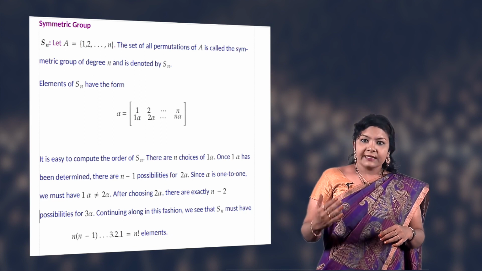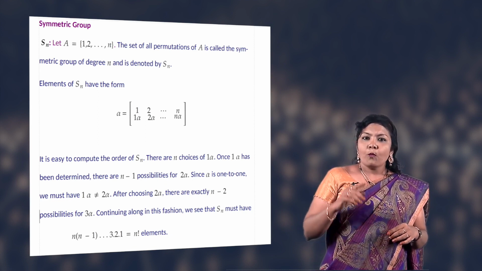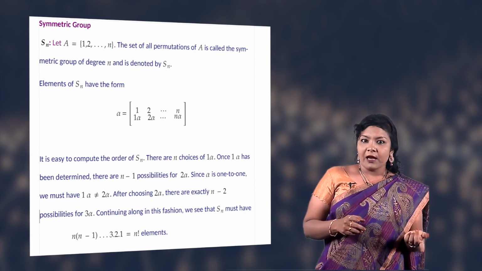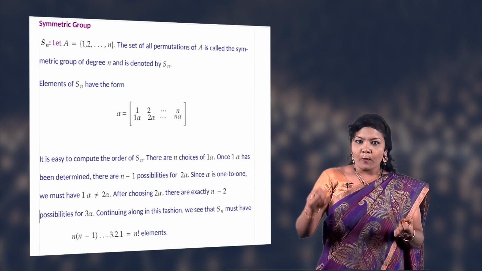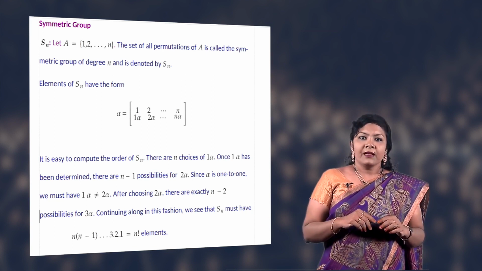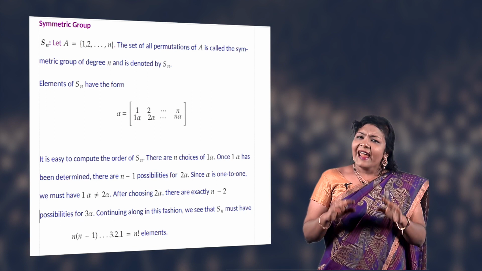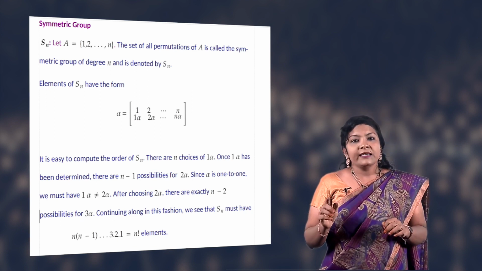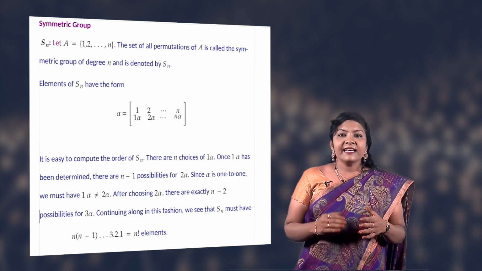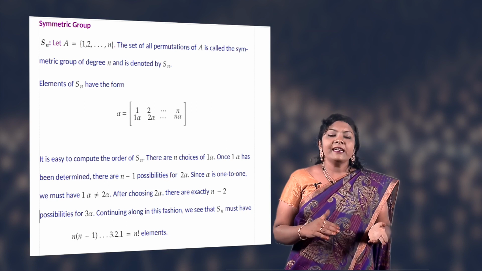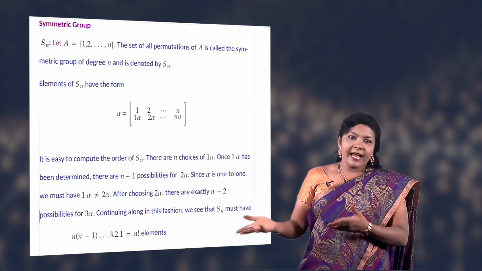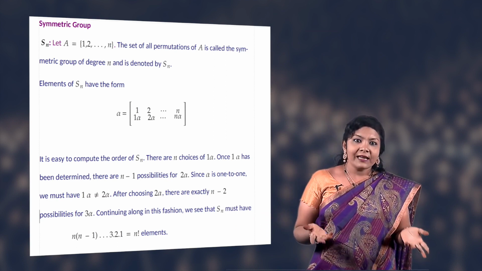It is easy to compute the order of Sn. There are n choices of 1 alpha. Once 1 alpha has been determined, there are n minus 1 possibilities for 2 alpha. Since alpha is 1 to 1, we must have 1 alpha not equal to 2 alpha. After choosing 2 alpha, there are exactly n minus 2 possibilities for 3 alpha. Continuing along in this fashion, we see that Sn must have n into n minus 1 into 3 into 2 into 1, nothing but the product of first n natural numbers, which is equal to n factorial elements.